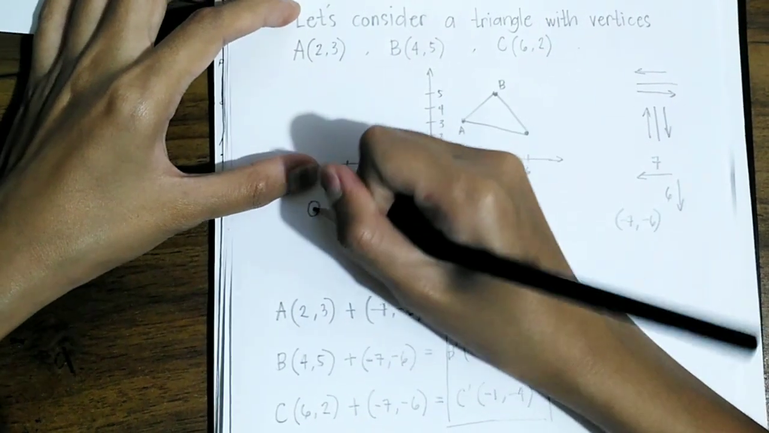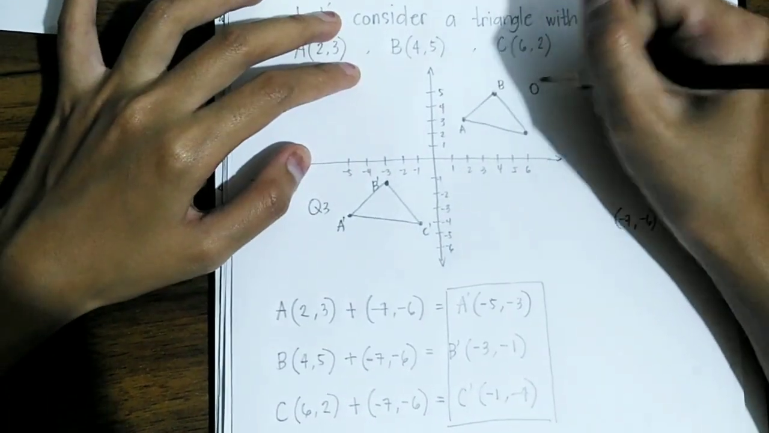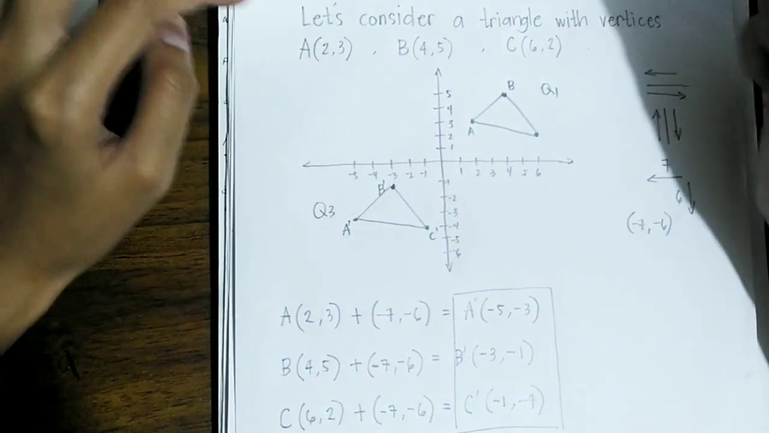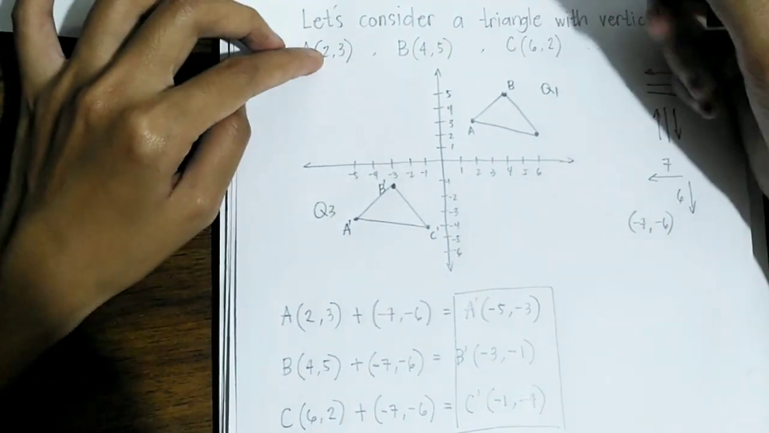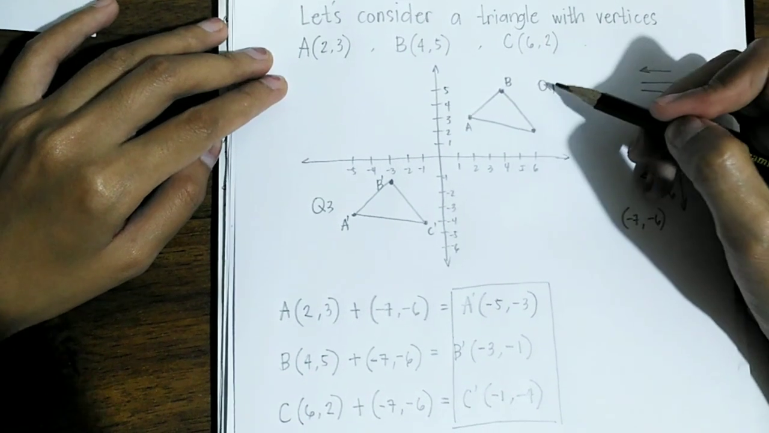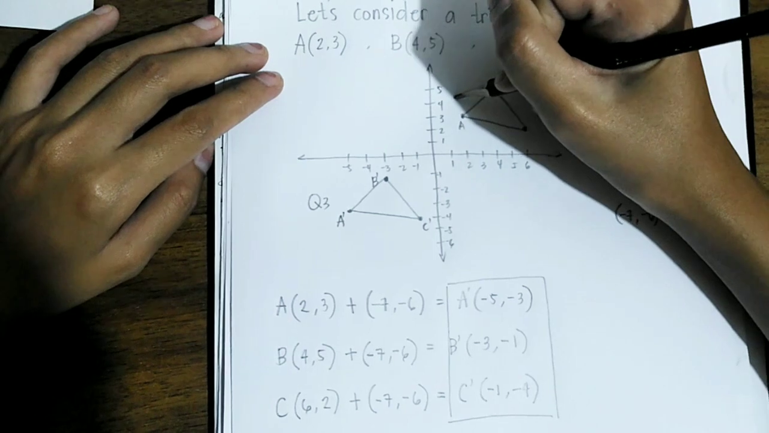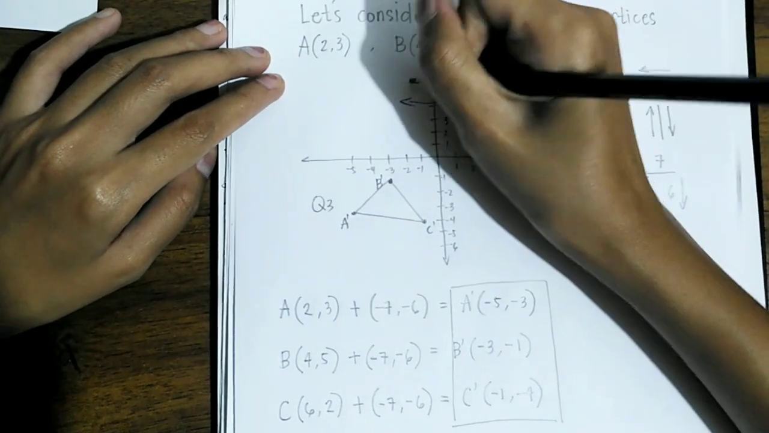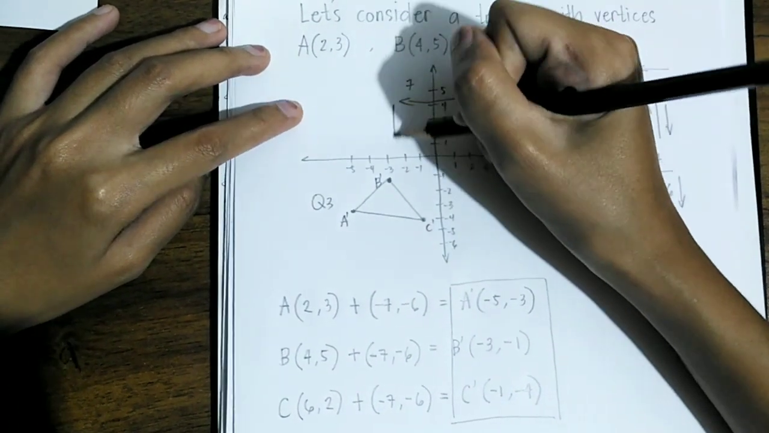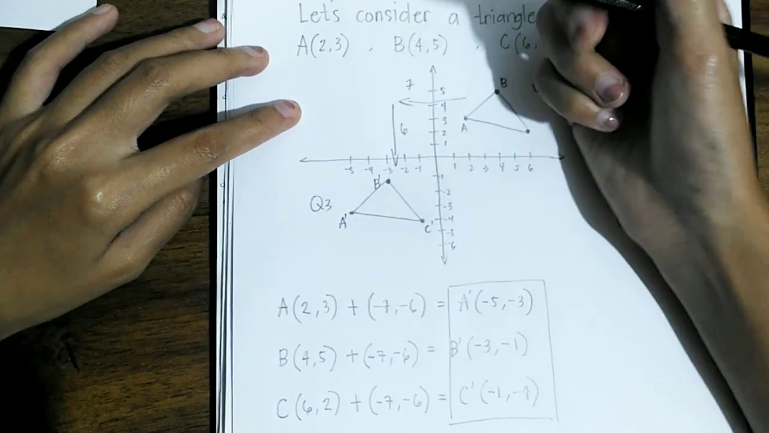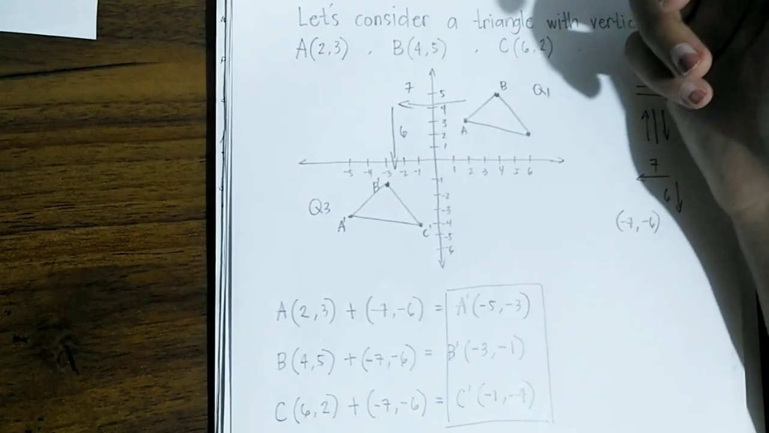It is in quadrant 3. The original figure is in quadrant 1. So as you can see, the original figure in quadrant 1 moves 7 units to the left, and then 6 units down. So it is in quadrant 3.